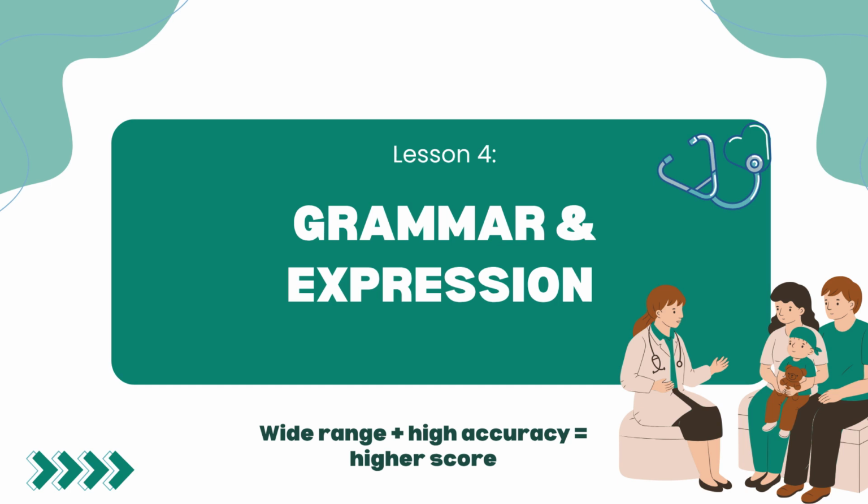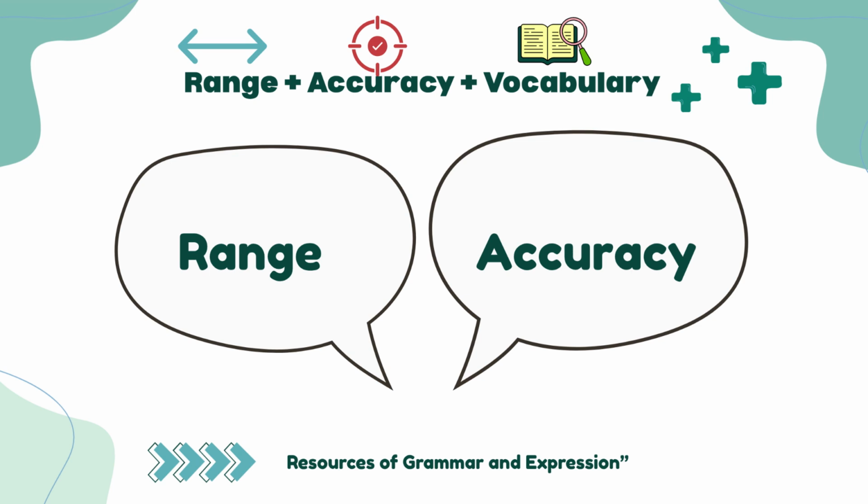Welcome to Lesson 4. In this lesson, we'll explore resources of grammar and expression, how well you use grammar and vocabulary to communicate clearly and naturally. This criterion checks two things. 1. Range, how varied your grammar is. 2. Accuracy, how correctly you use it.